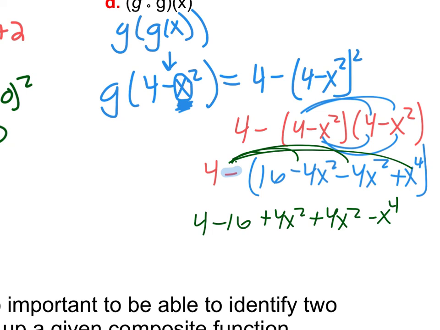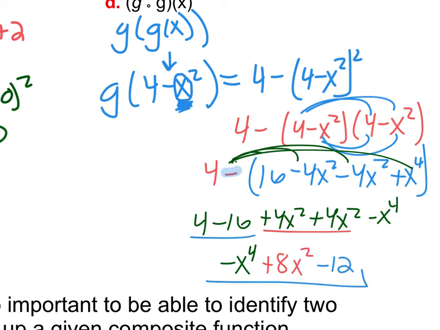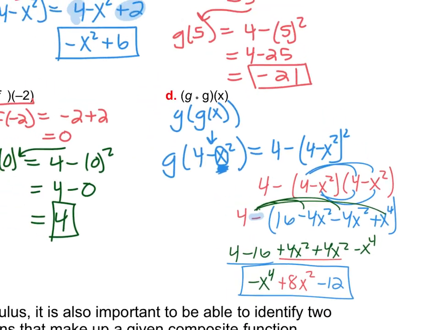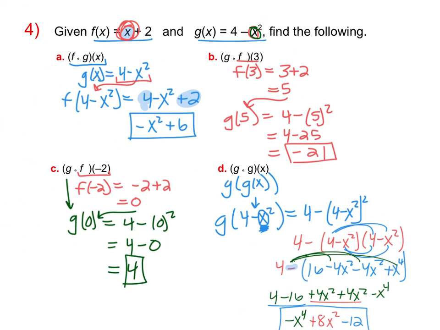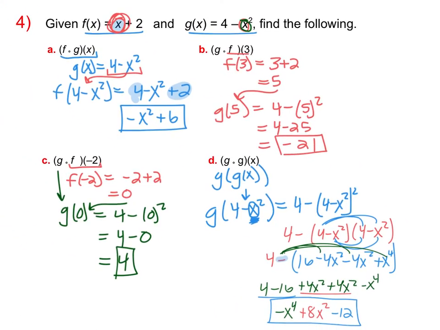And then I'm going to write this in standard form and combine what I can. So my largest exponent is that negative x to the 4th. And then we have two x squared values. So 4 and 4 is 8, x squared. And then we have two constants. 4 minus 16 is a negative 12. Okay, so there are a couple full examples of using composition.